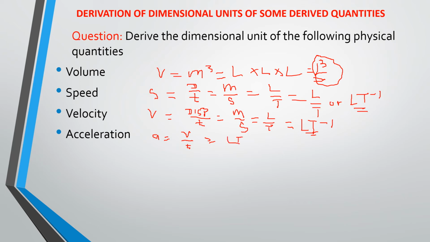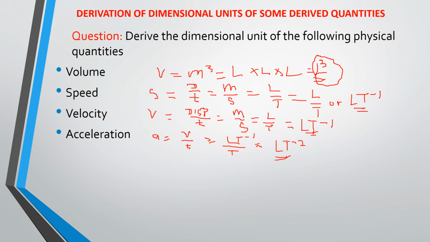Okay, so by the time you work this out, you have your acceleration to be L T raised to power minus 2. So this is the dimensional unit for acceleration. This is just how you combine the units together to get the dimensional unit for each of the physical quantities. So we can also do the one for force.